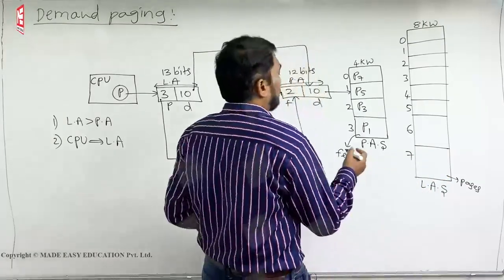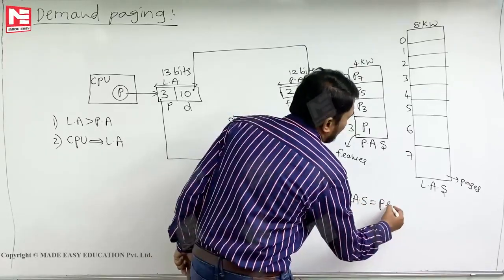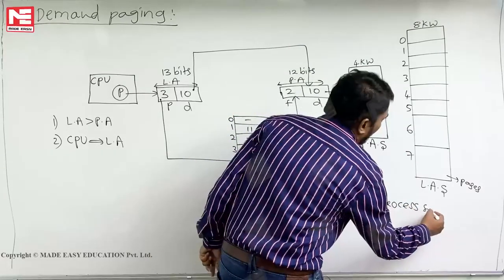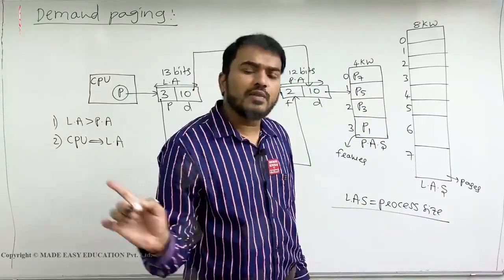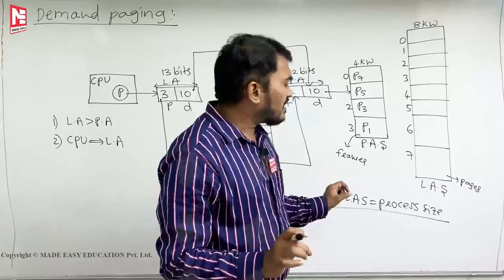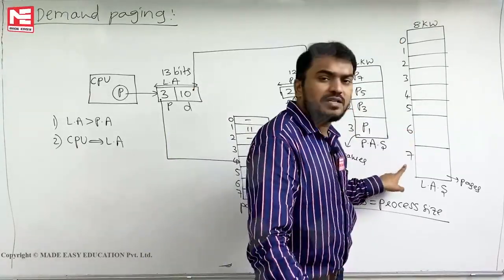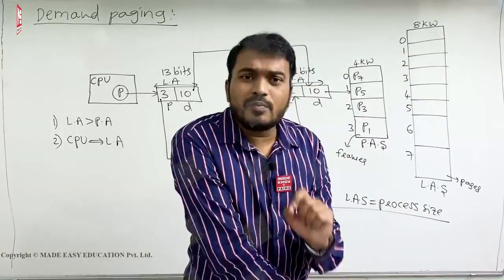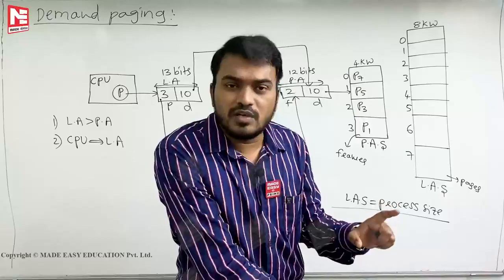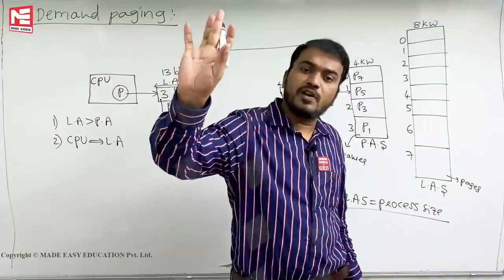Now, look here, I am writing. What is the meaning of LAS? LAS is the same as process size. You can just think of it this way. LAS means the size of the process with respect to number of pages. Now tell me, in LAS, the process has how many pages here? 8 pages, 0 to 7. Initially, all the pages will be in the virtual memory, or you can say secondary memory. Is this point clear for everyone?